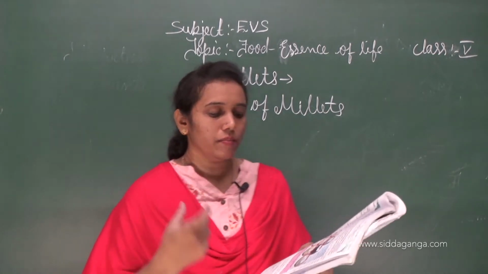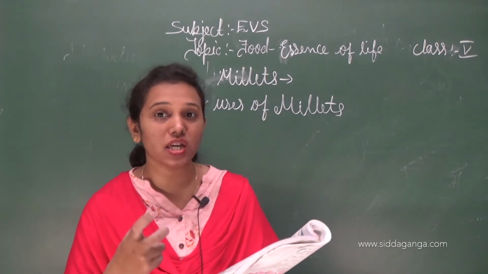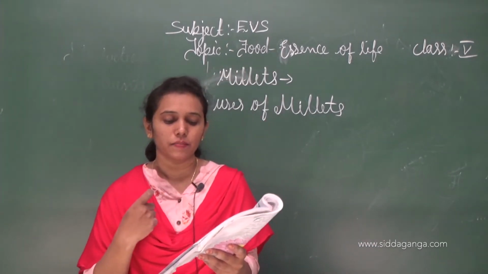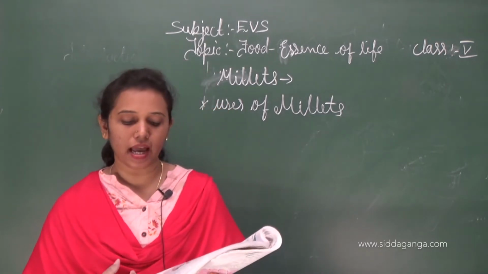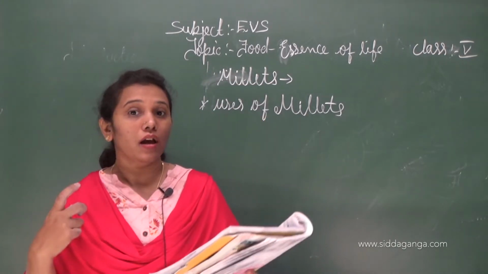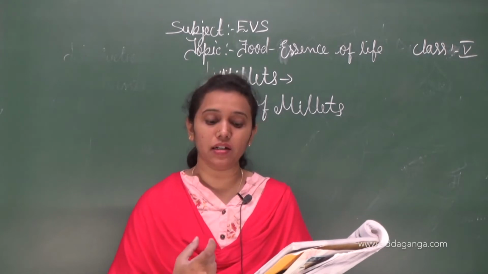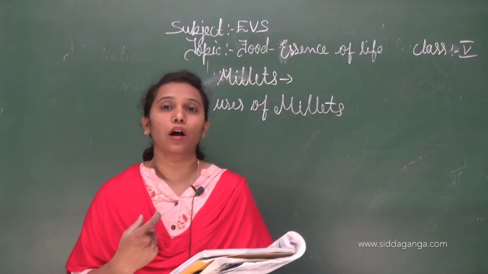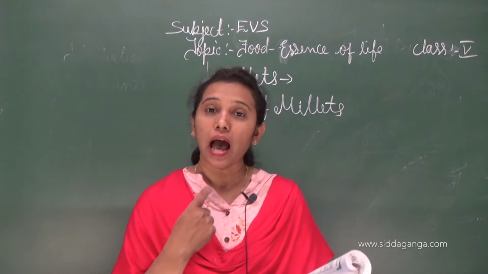See here, millets can be grown using less water, in less period of time. Once again listen, millets can be grown using less water and in less time. Next, they grow easily in different environments, in various environments and climatic conditions. They can be grown without using chemical fertilizers, pesticides and herbicides.